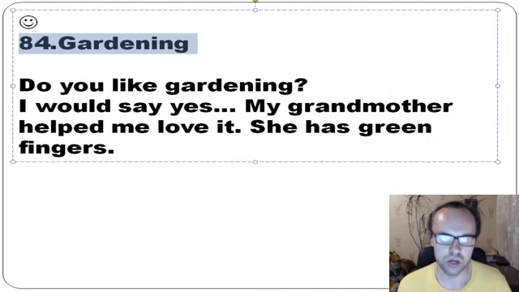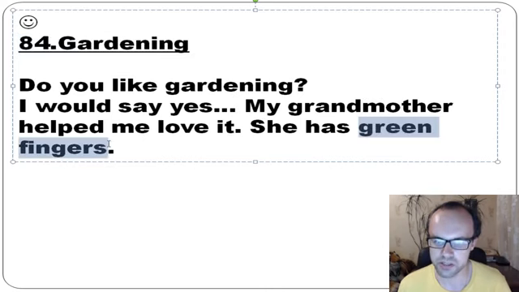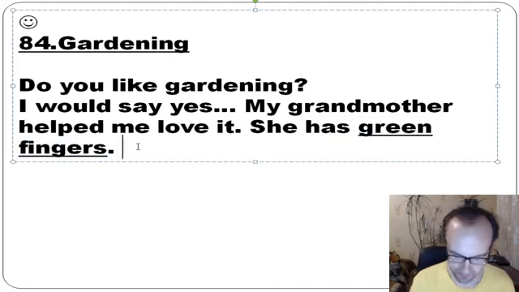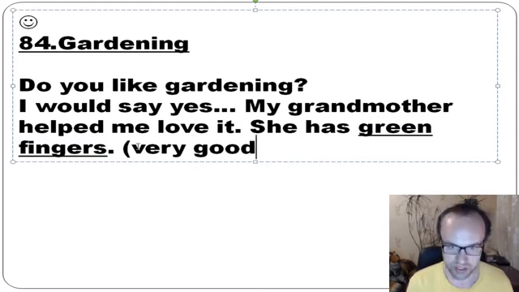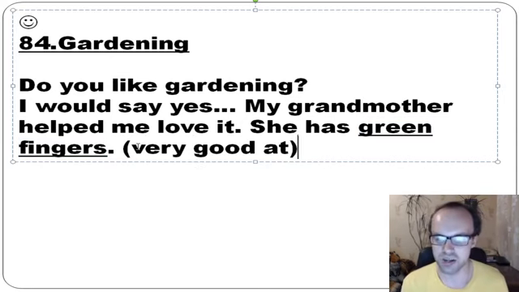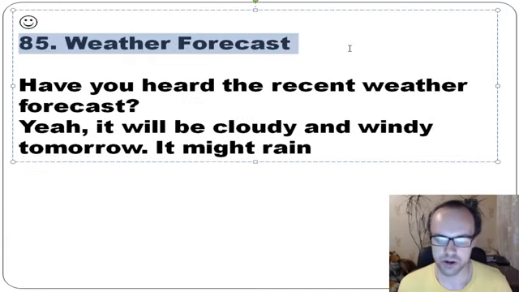Gardening. Do you like gardening? I would say yes. So I can say yes. My grandmother helped me love it. So I love it because of my grandmother. She has green fingers. Really, green fingers. It's an idiom. It means that she is very good. She is very good at gardening. She has green fingers. It's an idiom, gardening. So do you like gardening? I would say yes. My grandmother helped me love it. She has green fingers.